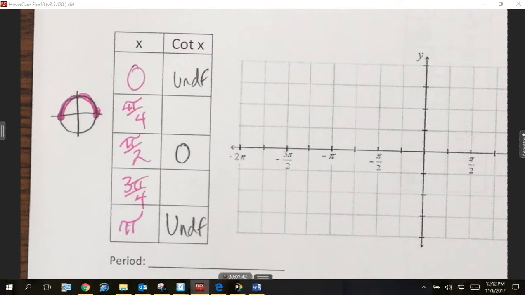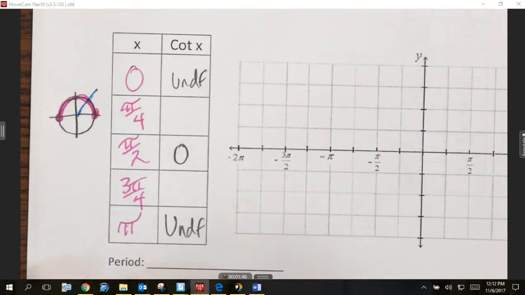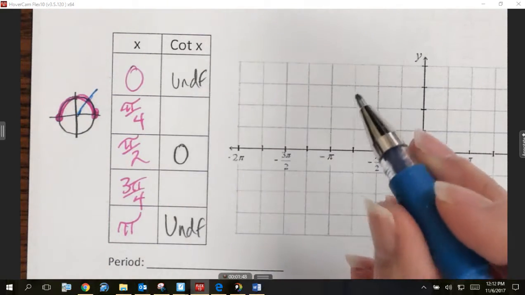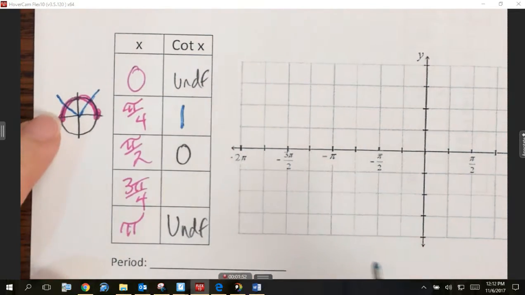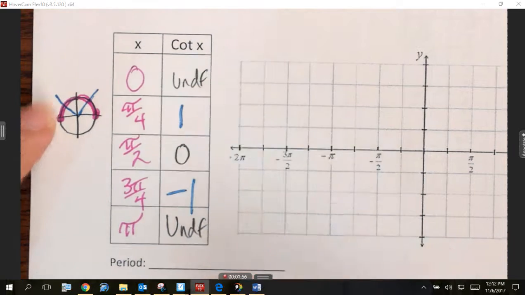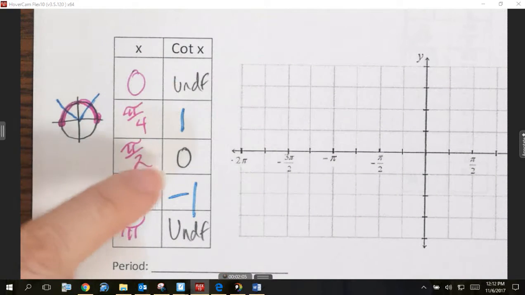So when you think about pi over 4, and you think about All Students Take Calculus, is this going to be positive or negative? Positive. And then we think about 3 pi over 4 in the second quadrant. All Students Take Calculus. That one is going to be negative. You can see that tangent and cotangent are pretty similar, and it's easy to confuse them. So that's why we have to know why these numbers are what they are, not really just memorizing.